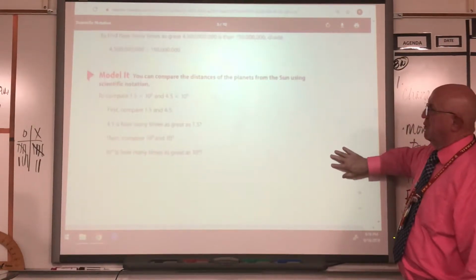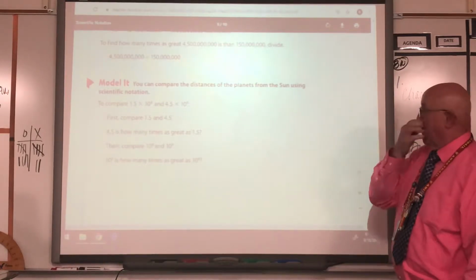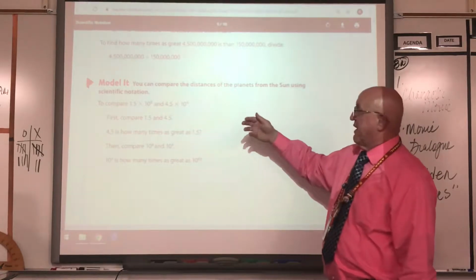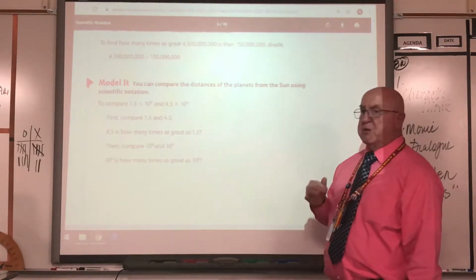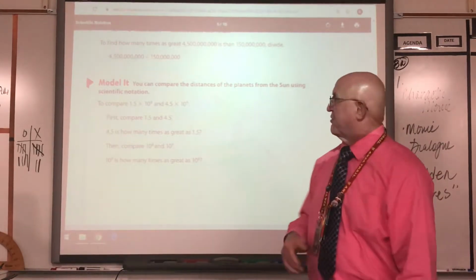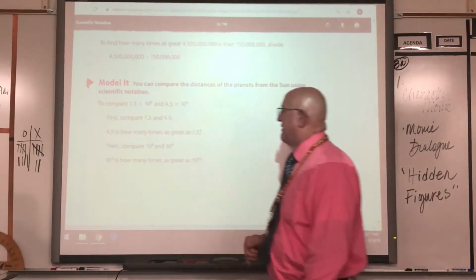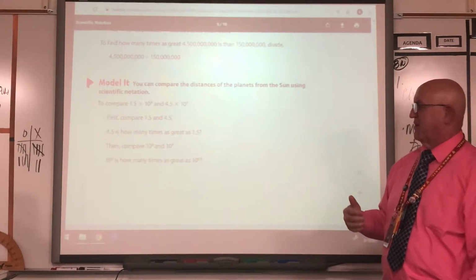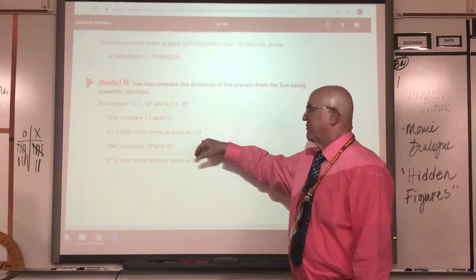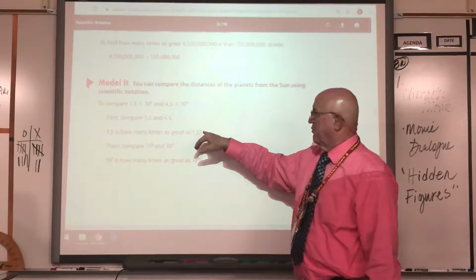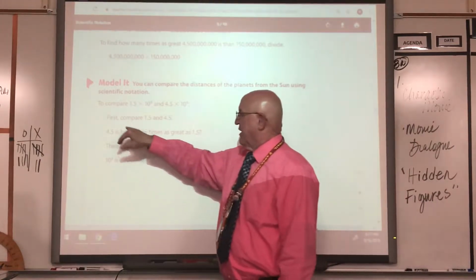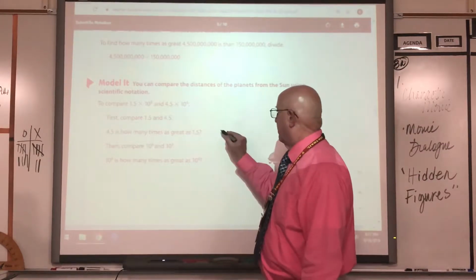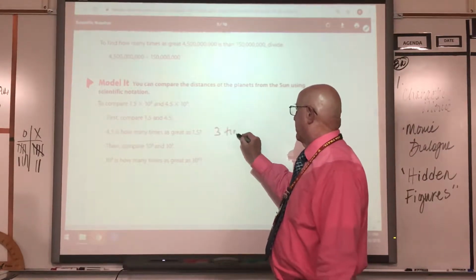The first thing we do, we're going to break it into two parts. We're going to compare 1.5 times 10 to the 8th and 4.5 times 10 to the 9th. The first thing we're going to do is compare the decimal part, which is 1.5 and 4.5. 4.5 is about how many times as great as 1.5? Well, we know that 3 times 15 is 45, so 1.5 times 3 should be 3 times as much, right? So that should be 3 times as much.